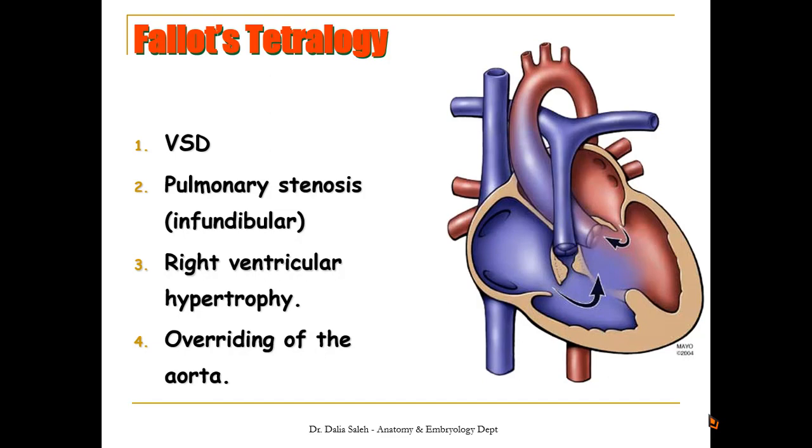You can see that there is a mix of blood between the right ventricle and the left ventricle because of the VSD. And because of the right-sided hypertrophy, the non-oxygenated blood will move from the right ventricle to the left ventricle. So the blood that will reach the aorta and the rest of the tissue will be less oxygenated. So it is a cyanotic heart disease.